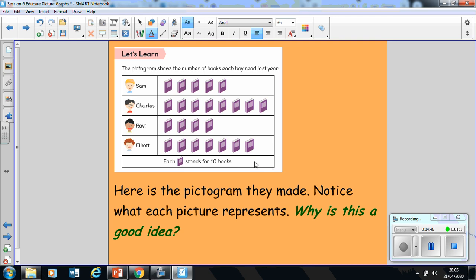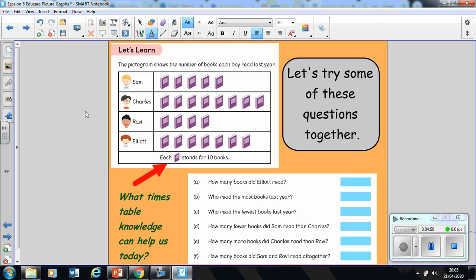So look carefully again at the key, and in a moment we're going to answer these questions. But before we do that, what times table knowledge would you need to help you today? Think through all the times tables that you know. You are right, it is the 10 times table, because in your 10 times table you are counting up in groups of 10.